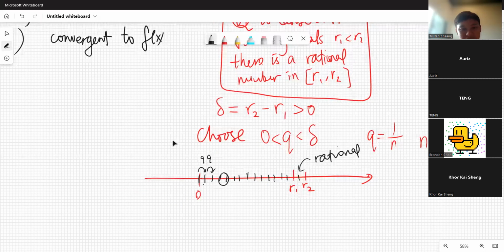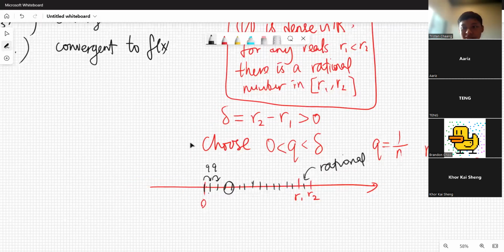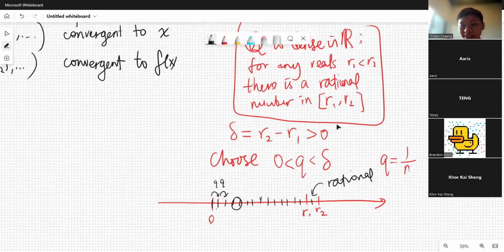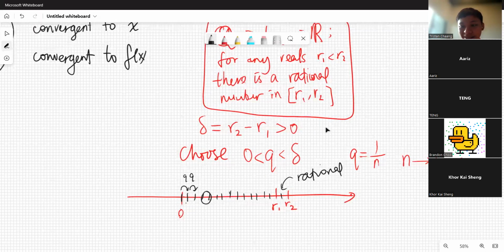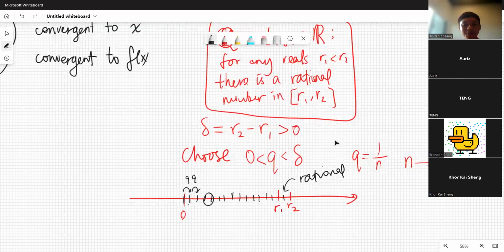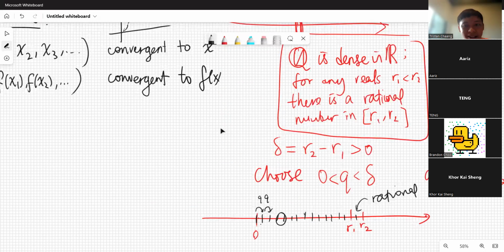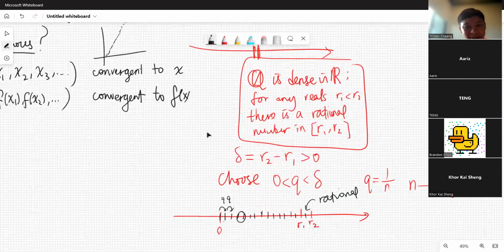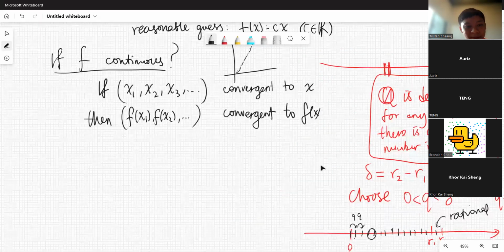Does that make sense? If you're okay with it, say okay or something, because I'm worried if I explain it wrongly. Okay, so most people got it. I assume all understand it now. So Q is dense in R.